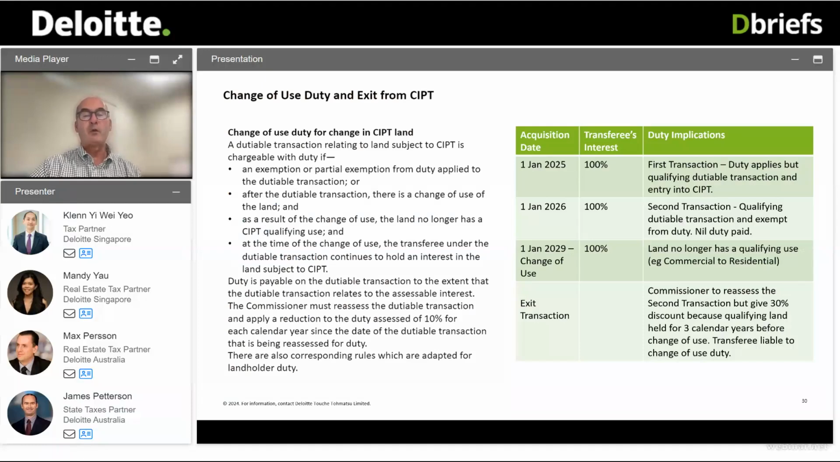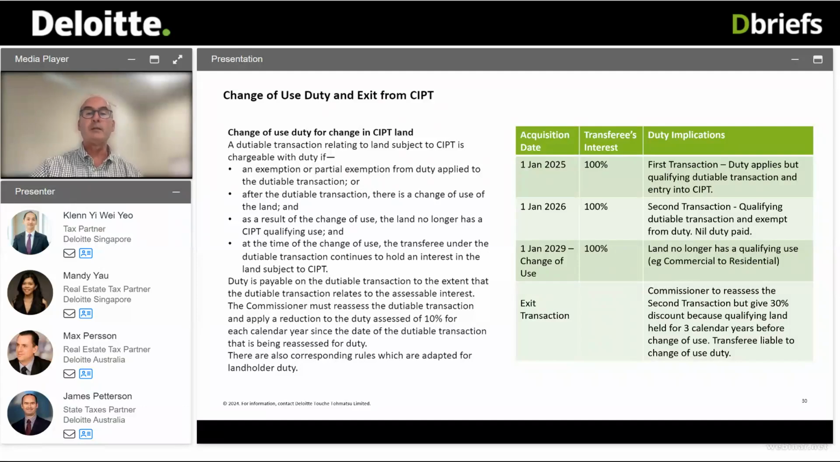So exit from the CIPT regime, again, I think best shown through a practical example. So let's assume land enters the regime on the 1st of January 2025 and stamp duty or landholder duty is paid. There's a subsequent transfer or landholder acquisition on the 1st of January 2026. And no duty will apply to that transaction because the land entered the CIPT regime in January 2025.